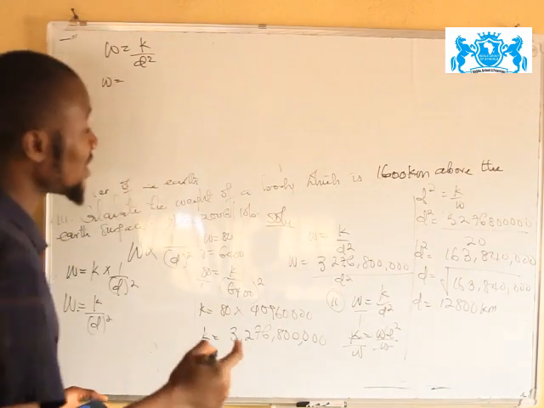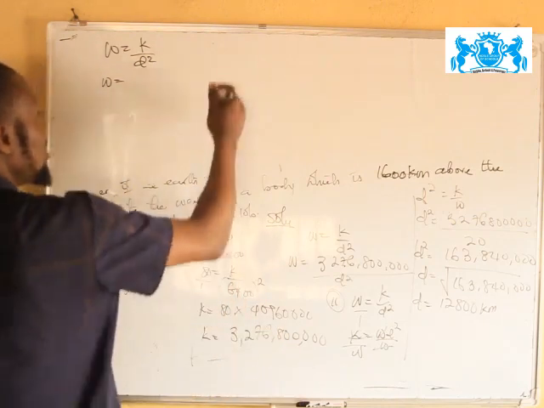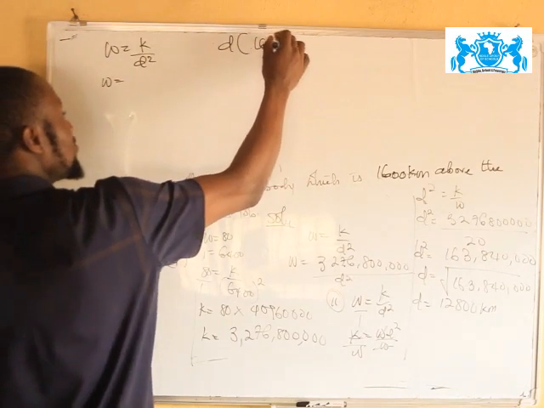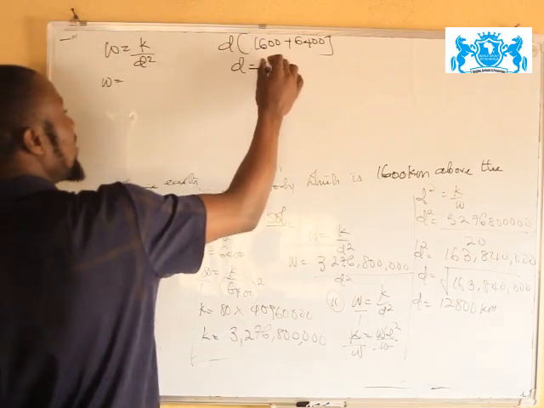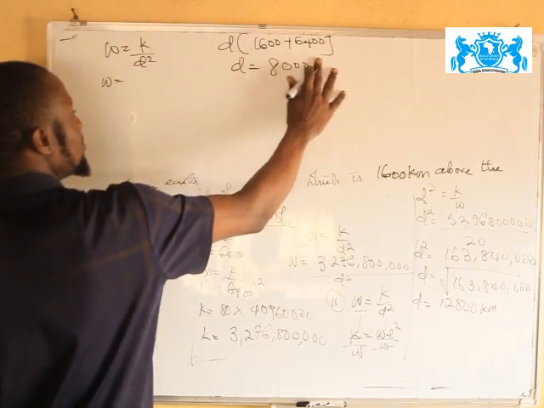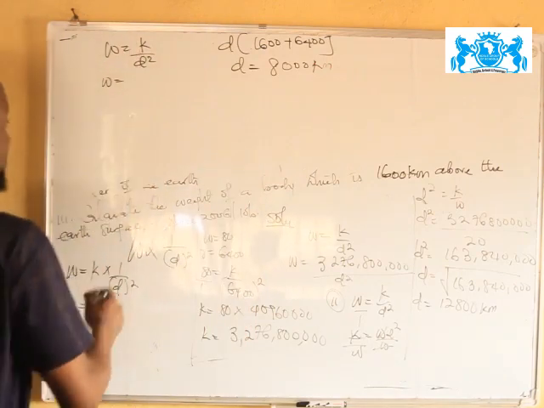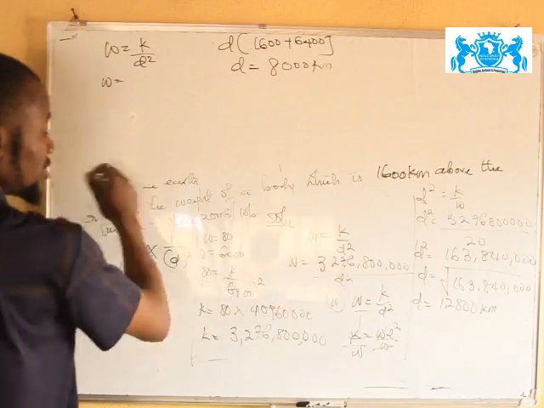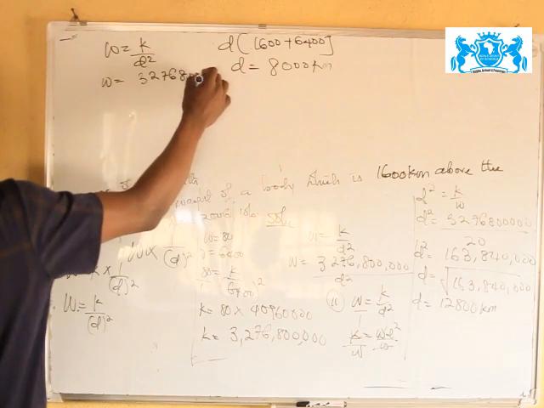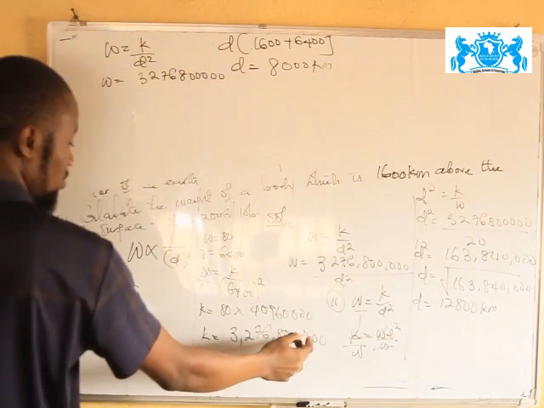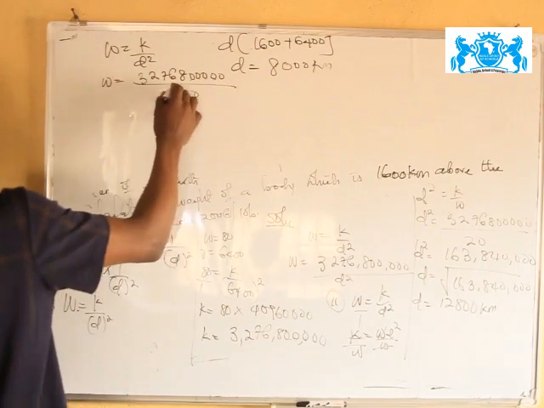Now, the question says 1,600 kilometers above the Earth's surface. So the total distance will now be 1600 plus 6400. So your d is now 8,000 kilometers. So you have that your K is already 3,276,800,000, all over your d, which is now 8,000 raised to the power 2.